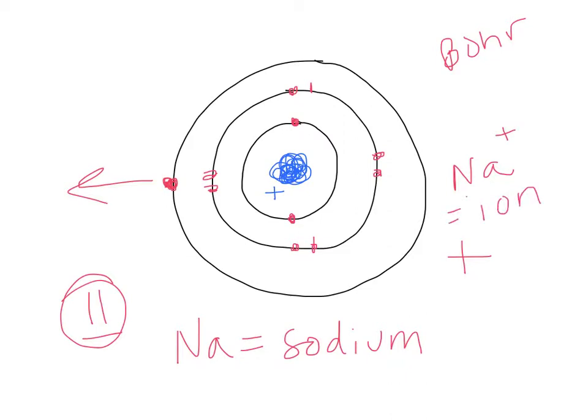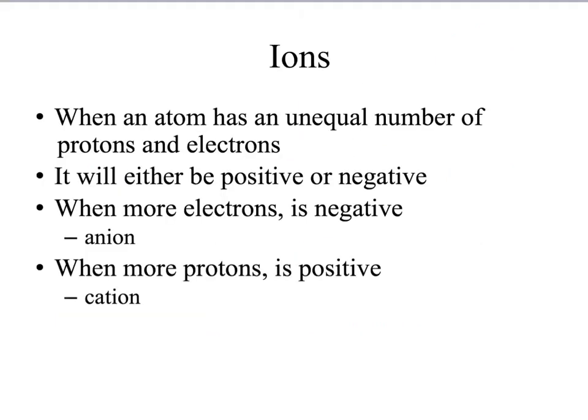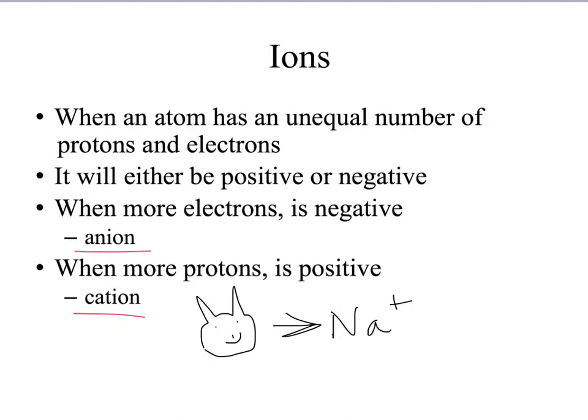Any atom that carries a charge, whether positive or negative, is called an ion. So an ion is when an atom has an unequal number of protons and electrons, and therefore it's either positive or negative. If it has more electrons, it's negative, and we call it an anion. If it has more protons, it's positive, and it's called a cation. I like to remember this by thinking positively, and I think, oh, I like cats. So cations are positively charged. That means that our sodium ion we just drew before is called a cation.